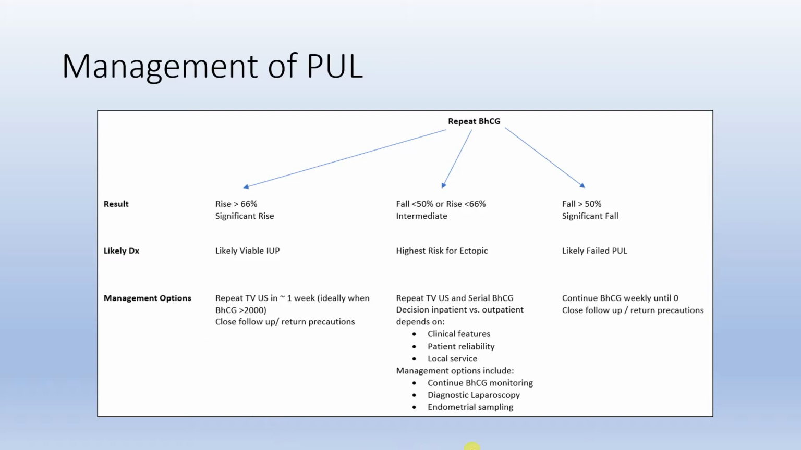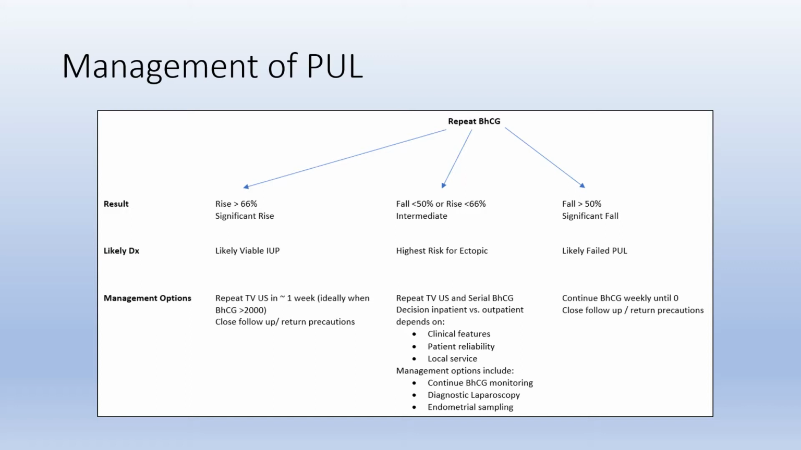We'll go to the other end of the spectrum, and women who have a significant fall in their Beta HCG level are likely to have a failing pregnancy of unknown location. And these women need continued Beta HCG monitoring weekly until it's undetectable. But again, in the interim, close follow-up and return precautions. The tricky group fall in the middle, whereby they have either a small fall or an incomplete rise. And this is the group of women we think are highest risk for ectopic pregnancy.